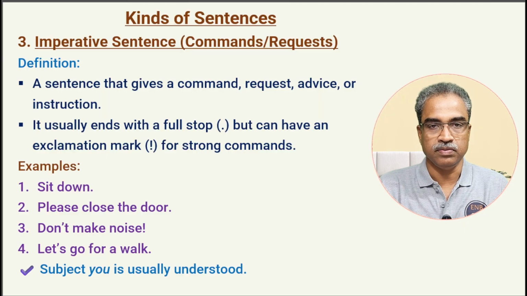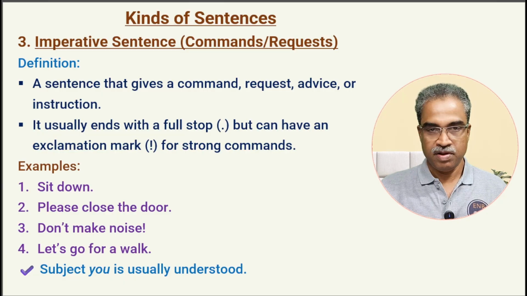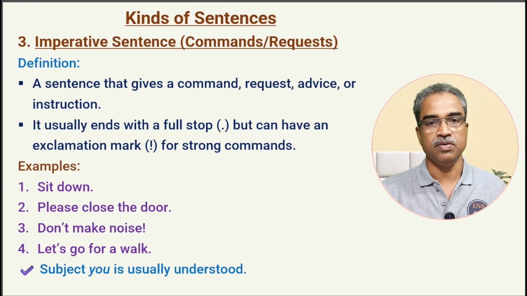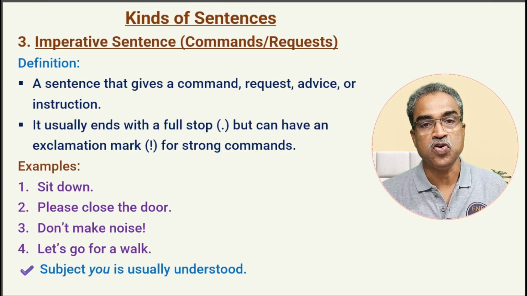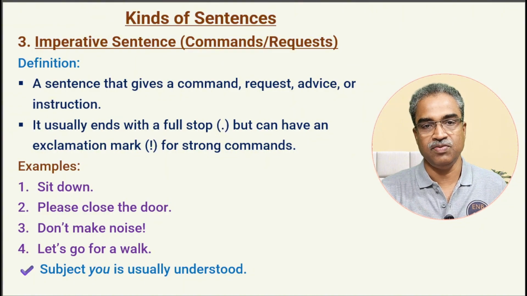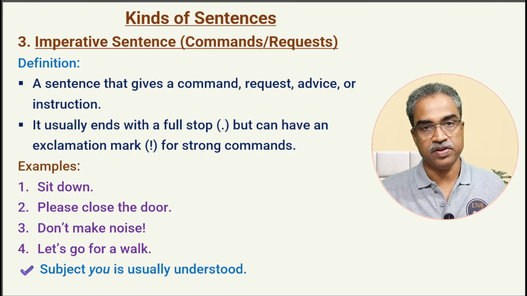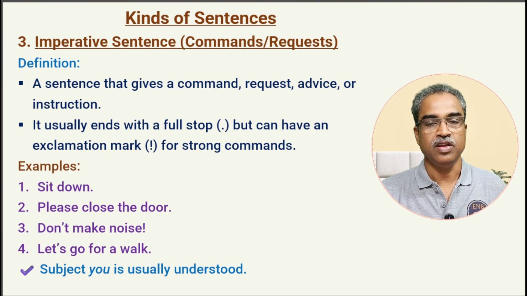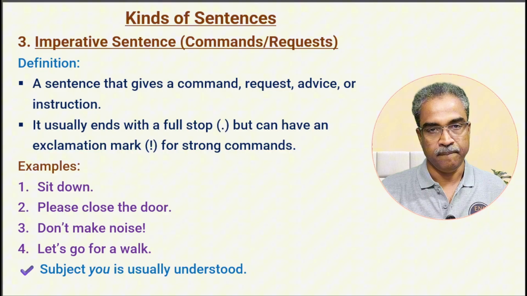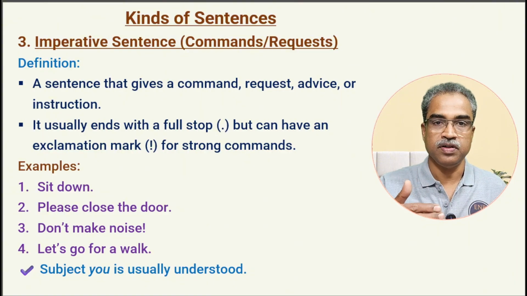Example, sit down. It's my order. It's my instruction. Sit down. I may be shouting, whatever. Sit down. And in imperative sentences, normally we do not use the subject. We drop the subject. When I say sit down, what do I mean? You sit down. That's the meaning. Please close the door. It's a request. You please close the door. No need to say it, because you is understood. So we don't use it. So remember, in imperative sentences, most of the time we drop the subject.